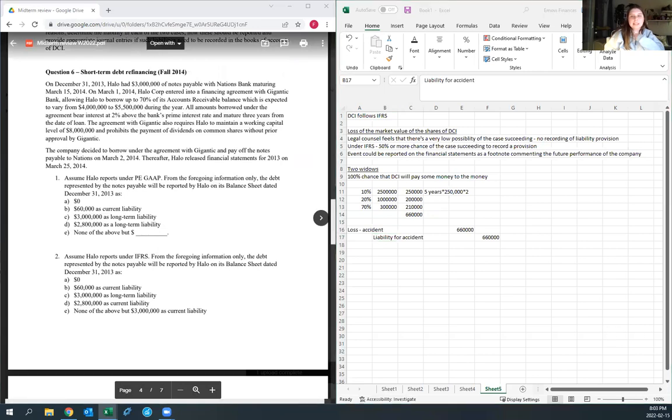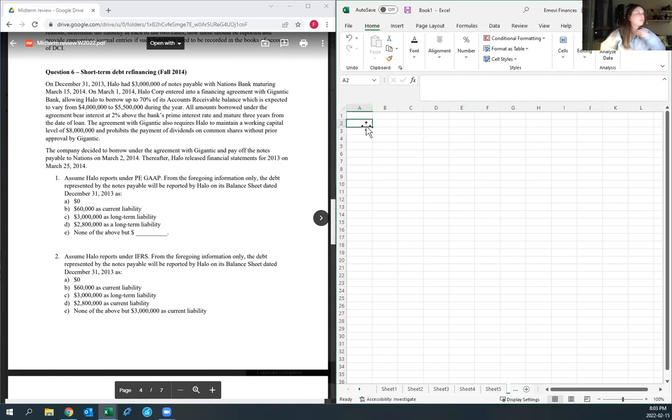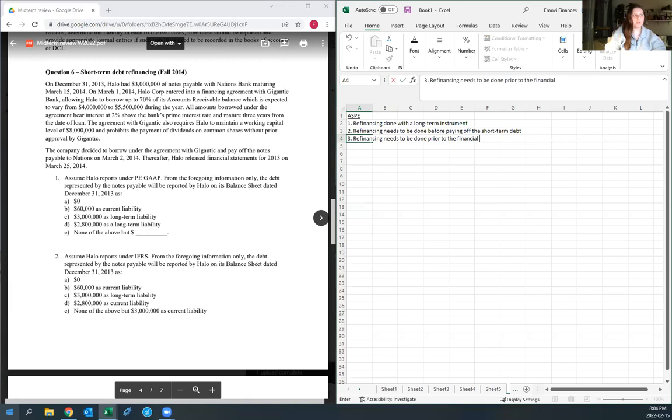For short-term debt refinancing. All right, so I'll move on. For short-term debt refinancing, if we remember, under ASPE, the criteria to put your short-term debt into your long-term liabilities are: First, your refinancing needs to be done with a long-term instrument. 2, your refinancing needs to be done before paying off the short-term debt. 3, the refinancing needs to be done prior to the financial statement release.